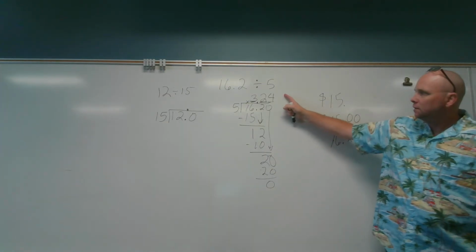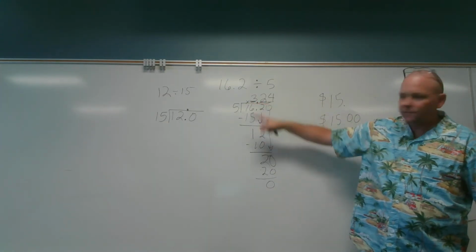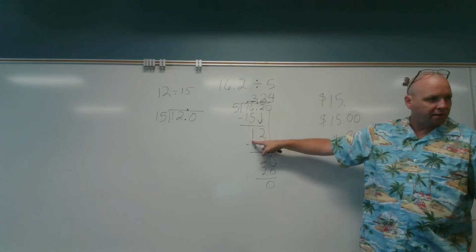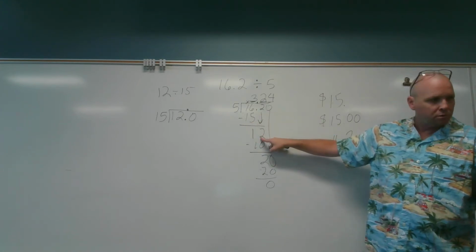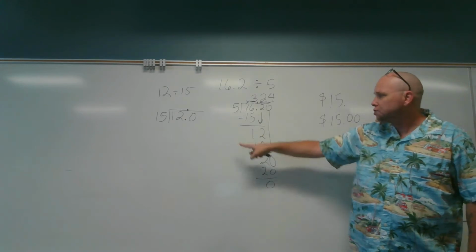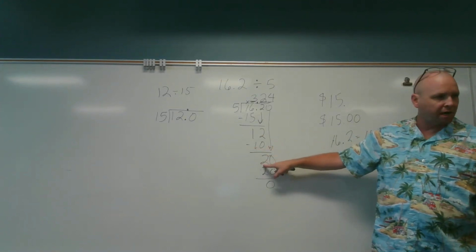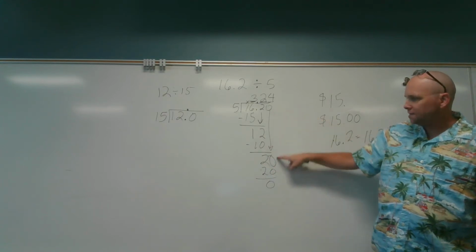Okay, work with me here. Did you get a 3 here at the top? Did you get 15 here? Yes. Did you get 1 when you subtracted? Yeah. Did you bring down 2? Of course. Okay, so did you get 10 to subtract from 12? Yes. And did you get 2 when you subtracted that? Mm-hmm. And then you brought down a 0.